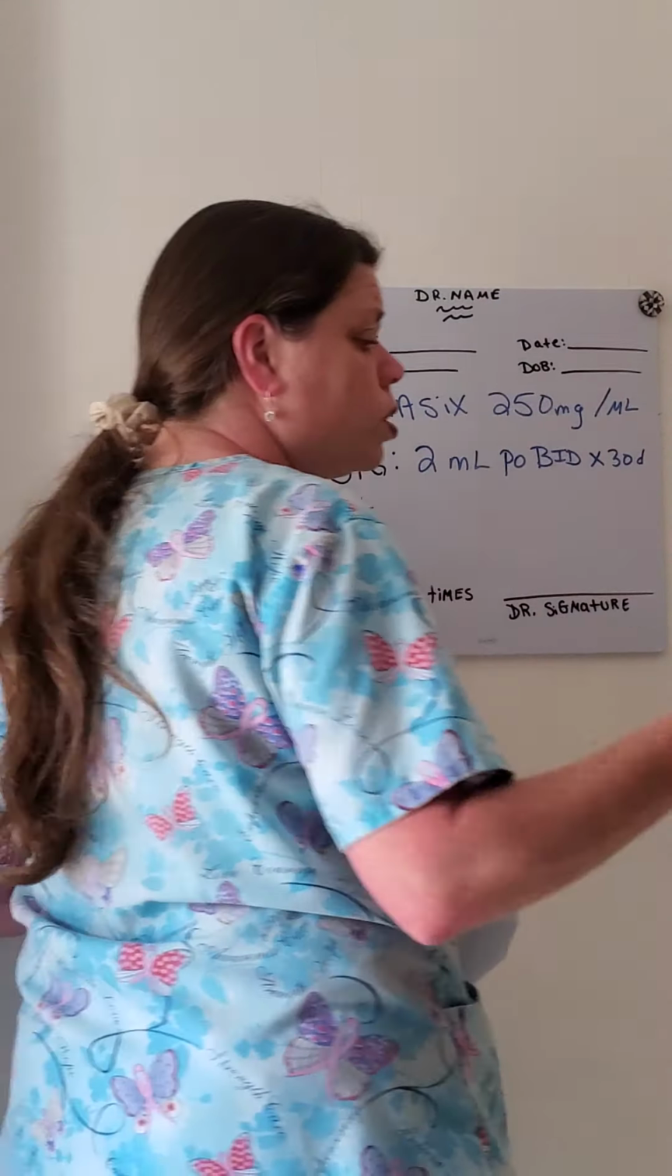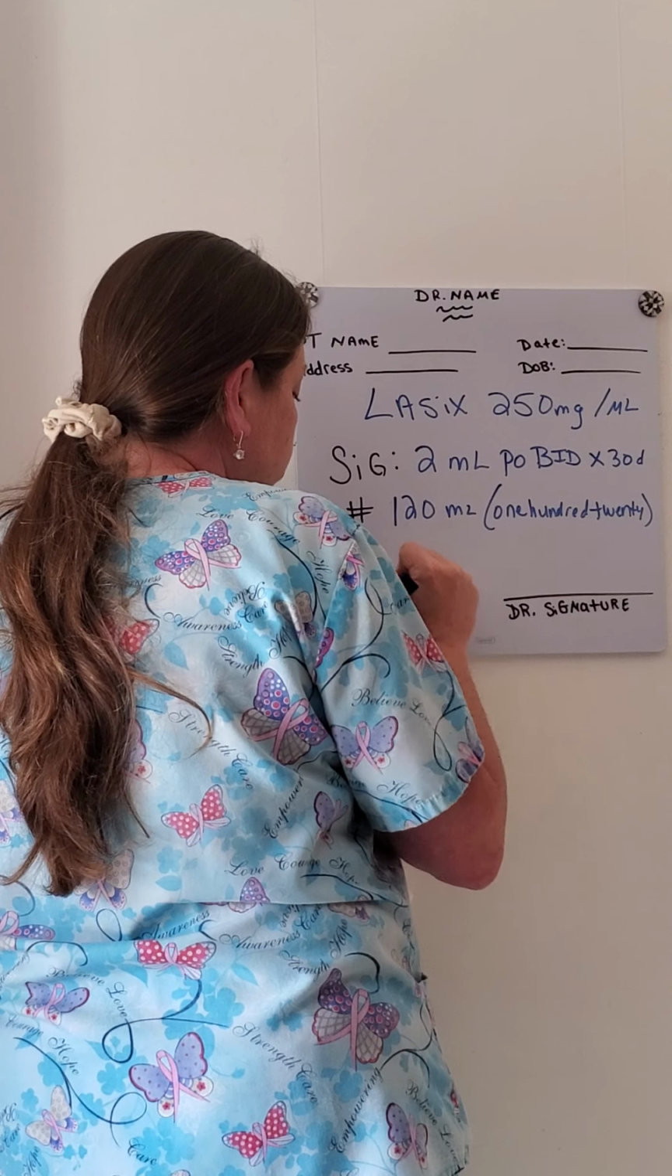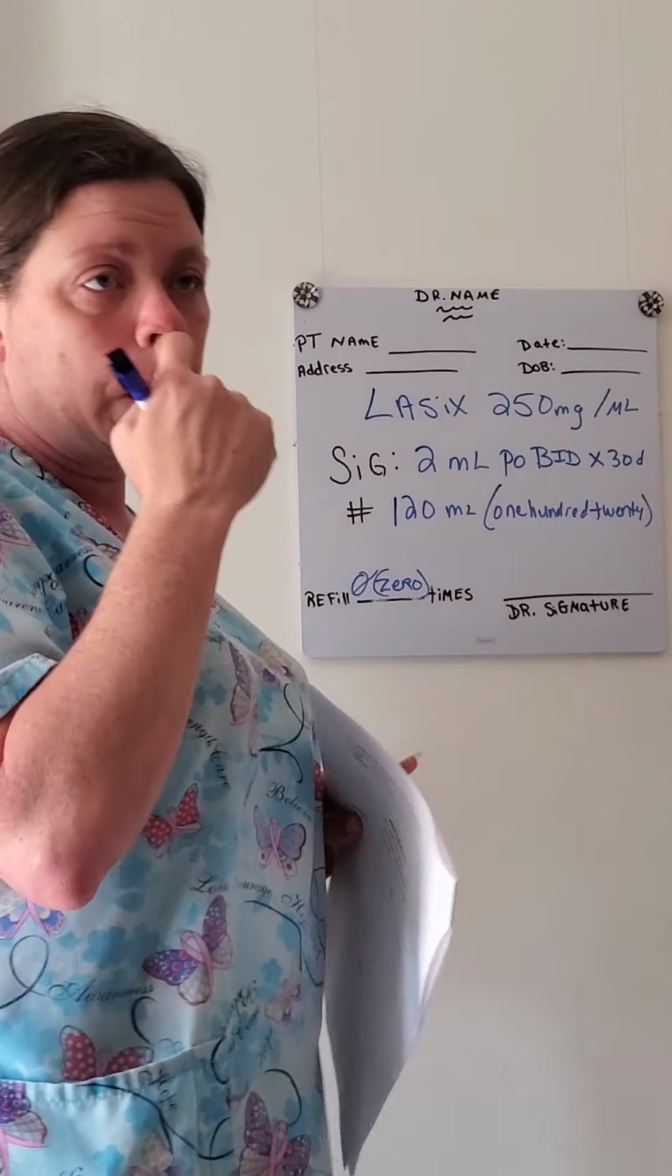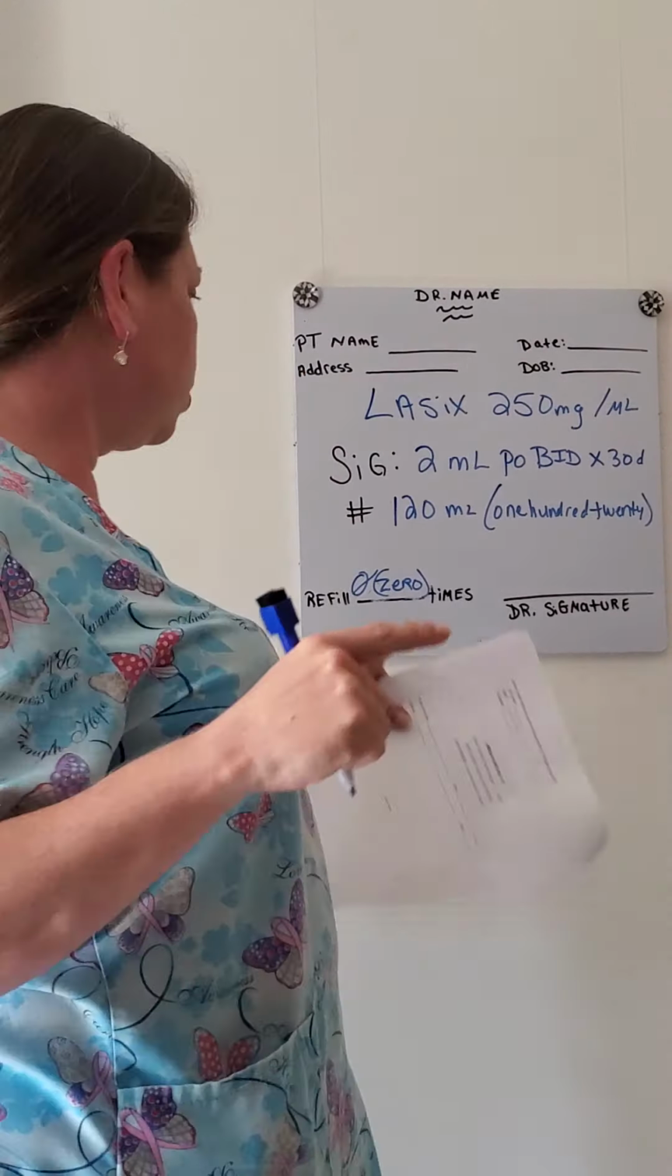What was our total? Our total was 120 ml. Spell it out. 120 ml, and this said 0 refills or no refills, a 0 with a line through it, and then spell it out, 0 in your parentheses. This one you don't have to put in parentheses so much, it's probably not as important, but I usually do just because it's the way to do things, okay?